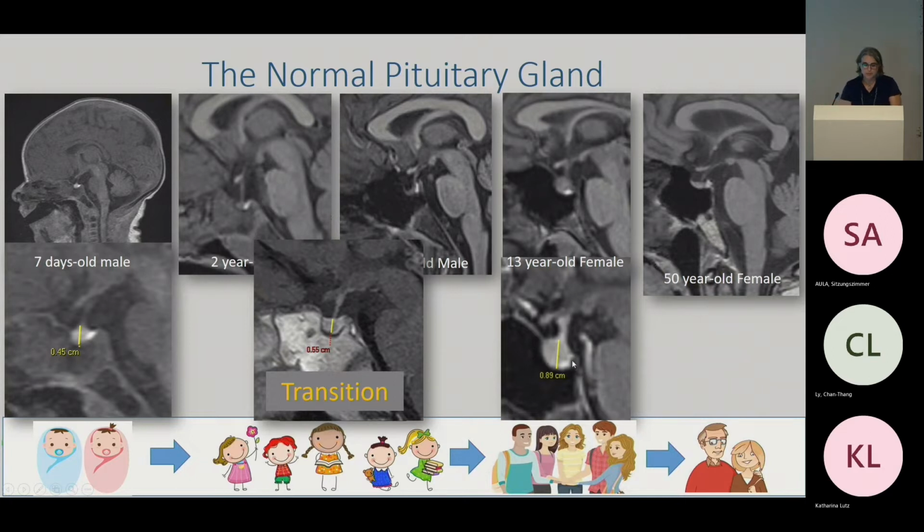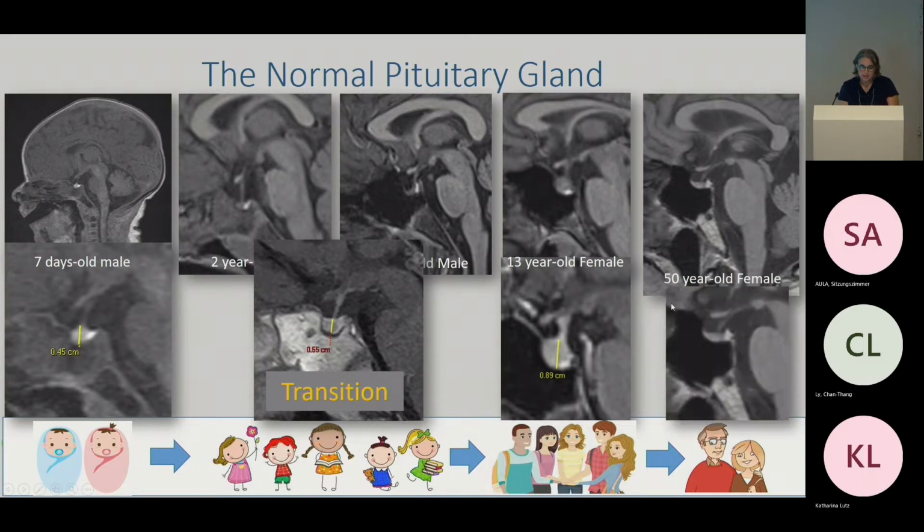This is a post-contrast study. You may note that the infundibulum looks a bit thickened, but you need to take into account that when the pituitary gland is very high, it can push the stalk upward a little bit and it may look somewhat thickened. So just make sure not to call pathology when it's still normal.